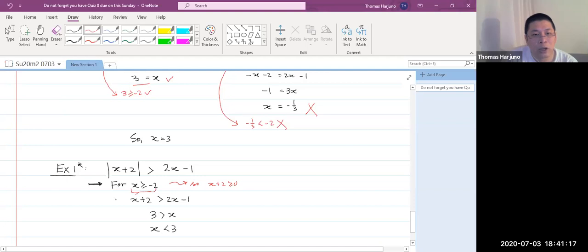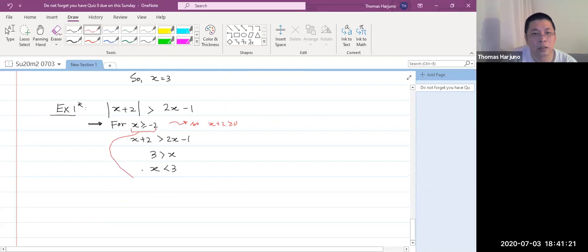x is greater than or equal to -2 and x less than 3. So for this branch, x is less than 3, but it also has to be greater than or equal to -2, right? So for this branch, the solution will be -2 up to 3. But we are not done yet.